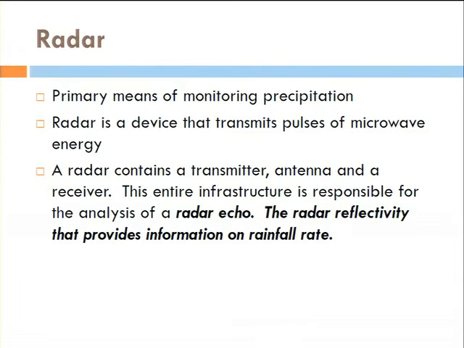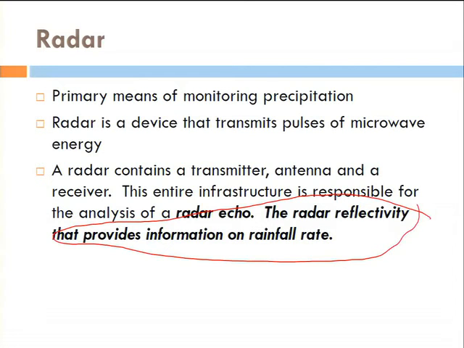So the radar reflectivity, right? And so when we say reflectivity, we're literally talking about how much of the signal is actually being reflected back to the radar dish. If none of the signal is being reflected back to the radar dish, that means that there are no particles in the way and the beam is just going out into space.